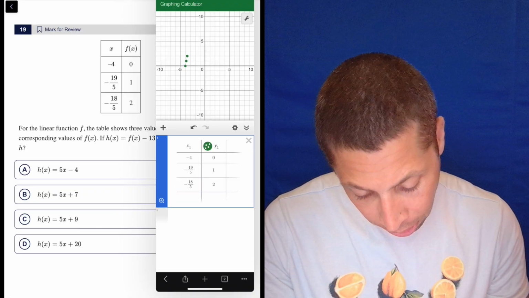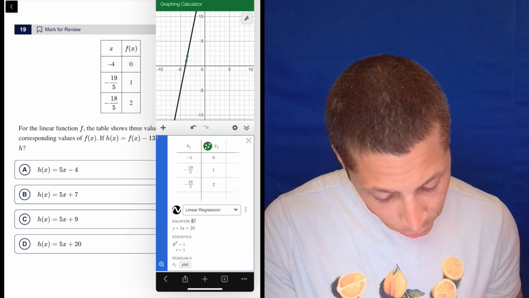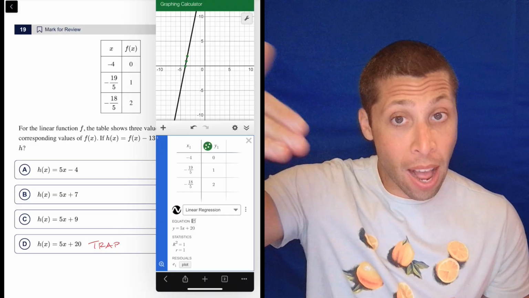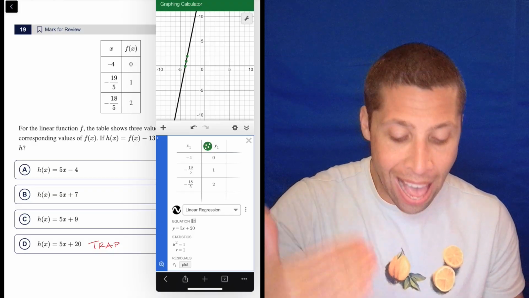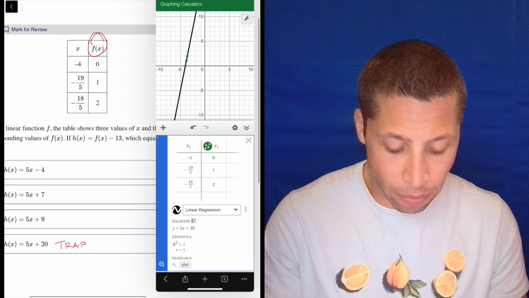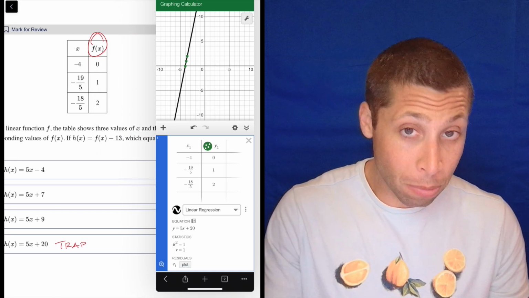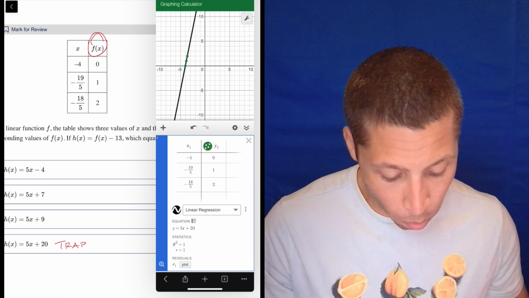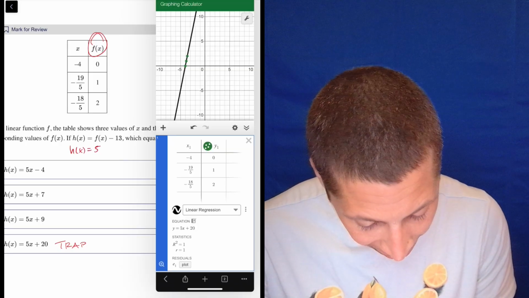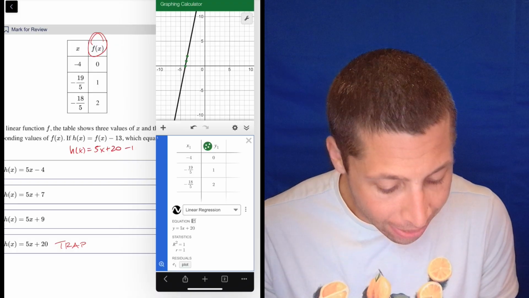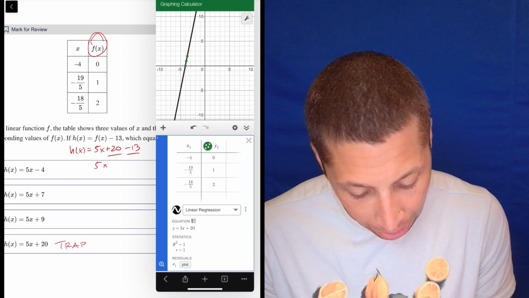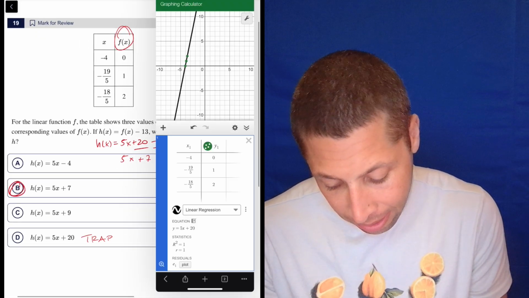And then we hit the regression button here, and we have linear regression, and 5x plus 20 is a trap answer, okay? Because that's not what they asked us for. This is the f of x points, but the h of x is going to be f of x minus 13. So now we can plug that equation in, right? If we wanted h of x, we just found that f of x is 5x plus 20 minus the 13. Now if we combine those like terms, we're going to get 5x plus 7, and that is the answer.